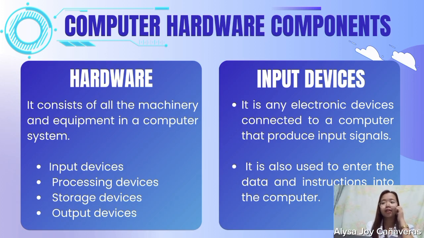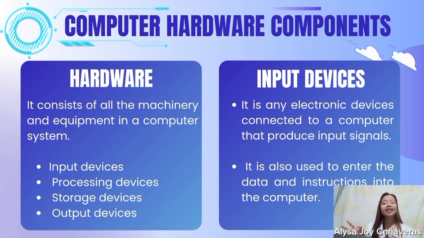So when talking about hardware, it consists of all the machinery and equipment in a computer system. In the hardware, there will be input devices, processing devices, storage devices, and output devices. Later on, my group mates will be discussing the storage devices and the output devices. We'll be going to the next, the input devices, which is one part of the hardware components.